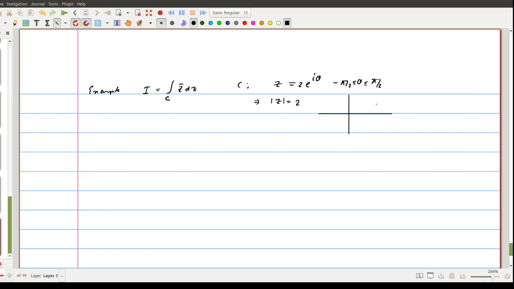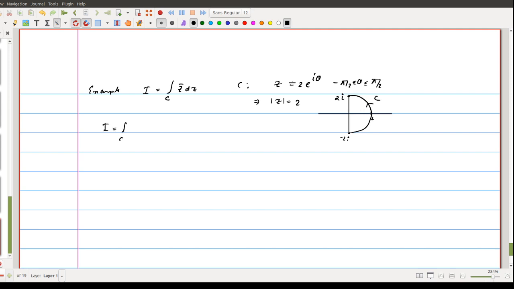Starting from the point corresponding to theta equal to minus pi by 2. Whenever theta is equal to minus pi by 2, this will be 2 times e raised to minus i pi by 2, so that will be minus 2i, so that is here, minus 2i. It's a part of the circle with radius 2. This is our 2i. So the direction is along this way, because theta varies from minus pi by 2 to pi by 2. So this is the part of the circle which we call C. So we can evaluate this integral over C.